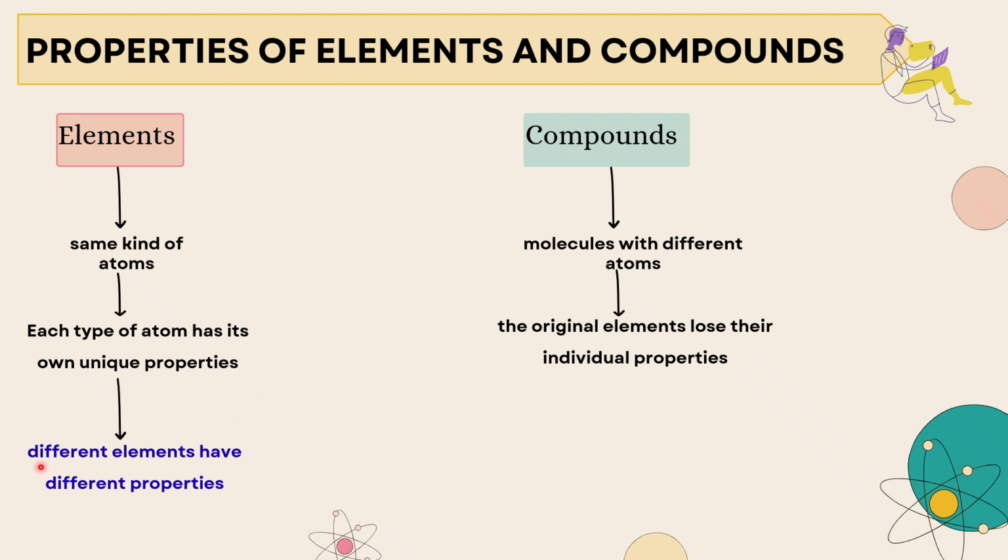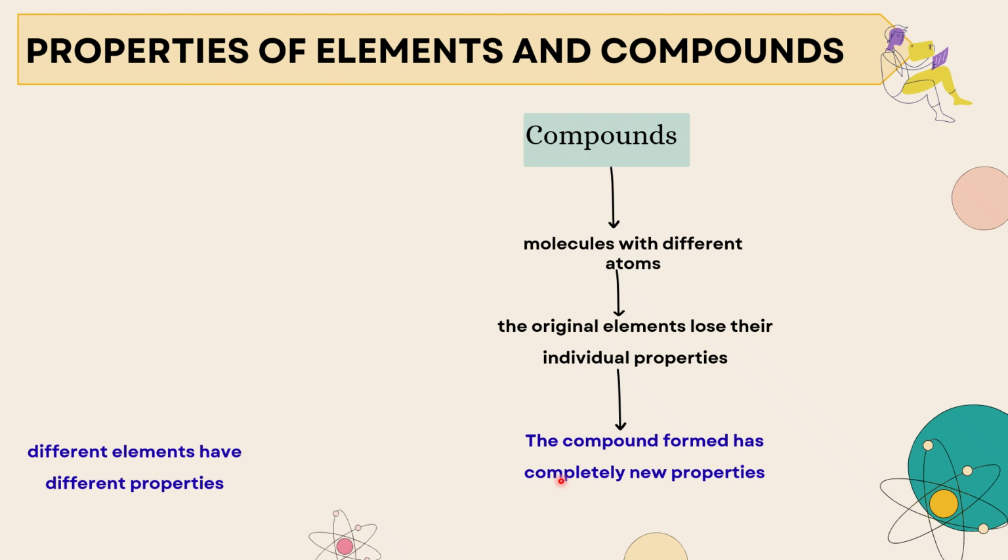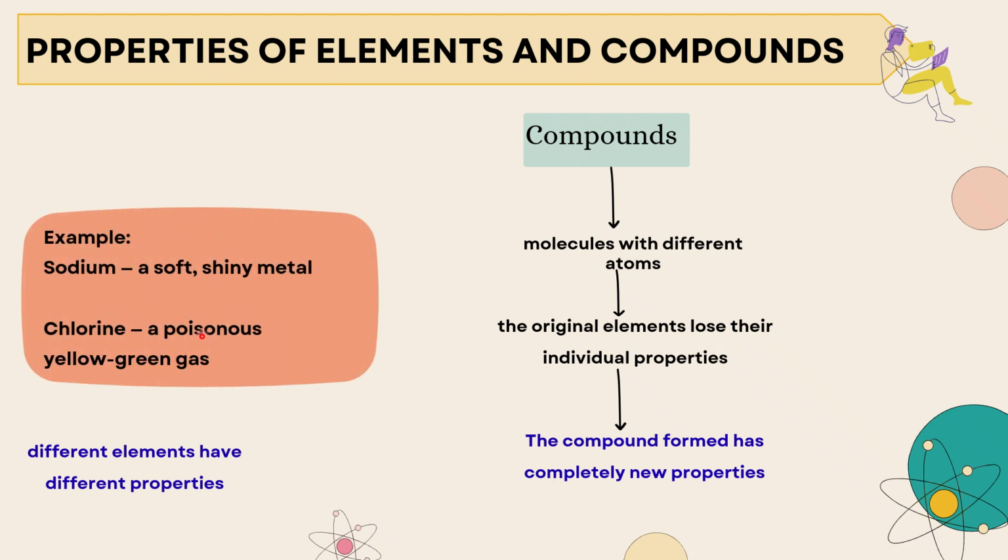Now, the conclusion is different elements have different properties. Why? Because each element consists of the same kind of atoms. So whatever the atoms are, that will be the property of that particular element. So if I have two different elements, they both will have different properties. When we talk about compounds, compounds will get completely new properties because the original elements lose their properties after combination. Now let us take an example and understand.